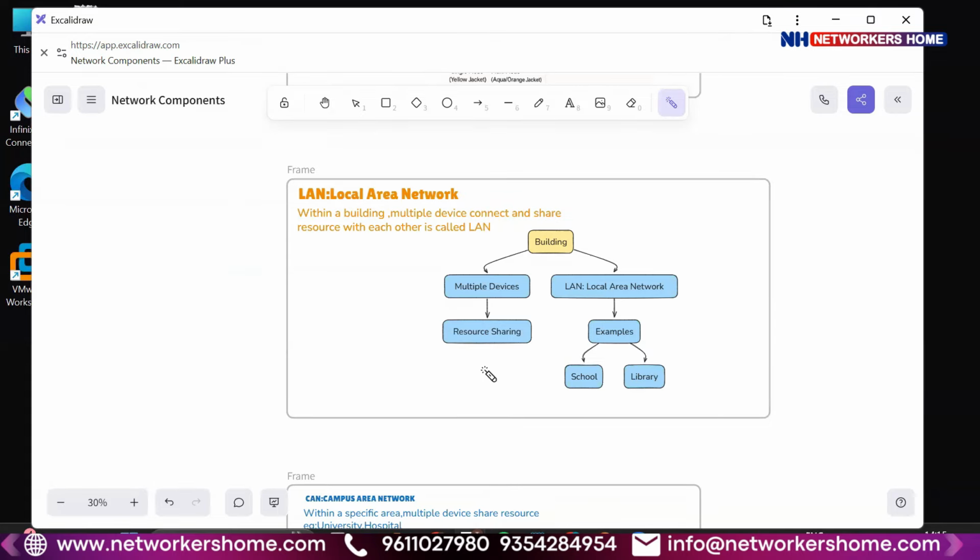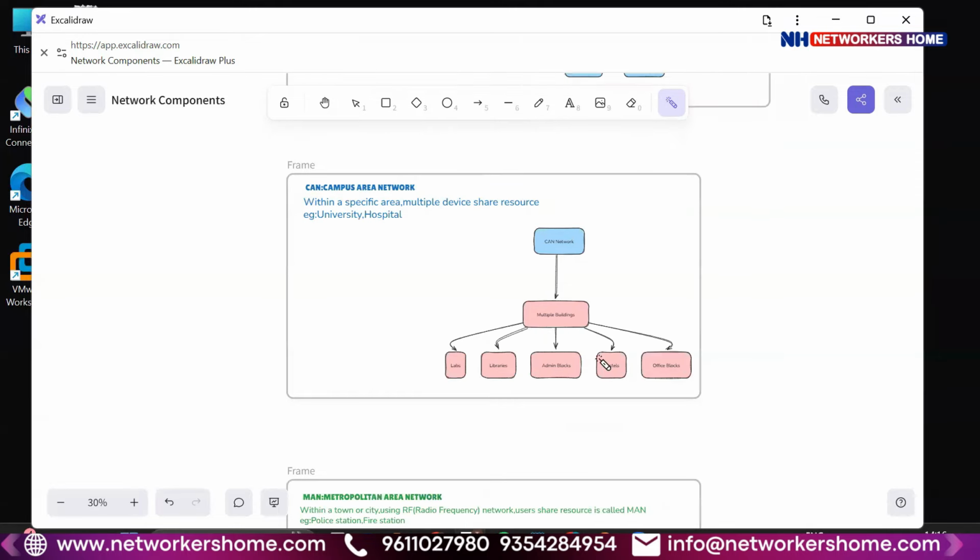Likewise, there is a building next to ours. Okay. And that building will be connected to their particular Wi-Fi. So that is a different network. So within a building, when multiple devices are connected and share resources, it is called a LAN network. Okay. Here you can see building, multiple devices, share resource. That is called local area network. Examples are school and library. So in the library, you have a different network. In school, we have a different network. So those two networks are called LAN networks.